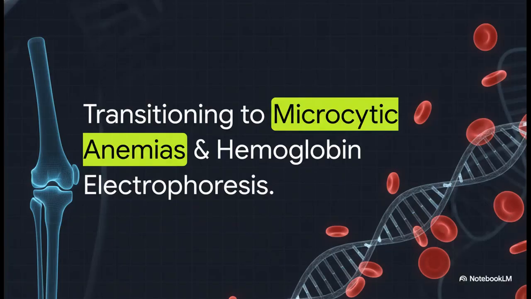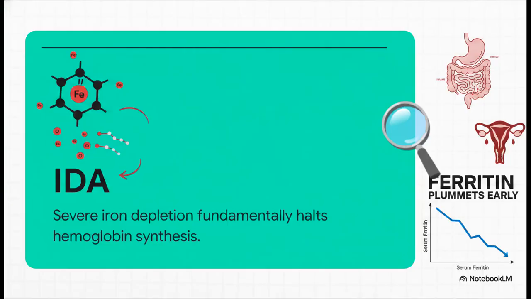Excellent. All right, let's execute a really rapid transition into our second clinical module, microcytic anemias and hemoglobin electrophoresis. We are shifting directly from orthopedic mechanics over to hematologic pathology. Let's get into it. We'll start by analyzing the absolute kinetics of iron depletion in iron deficiency anemia, or IDA.